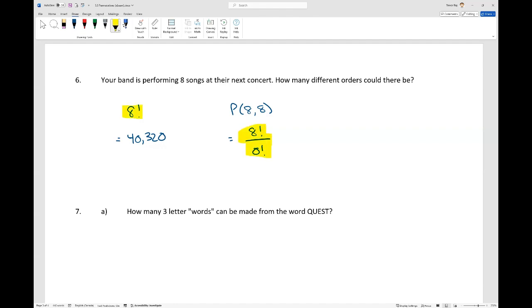This and this are the exact same thing, and if 8 factorial equals 8 factorial over 0 factorial, that must tell us that 0 factorial is equal to 1. So this is actually mathematically why 0 factorial equals 1 is one of the definitions we use, the special case for the factorials. It has to be in order for these questions to work out. Either way, if you do it using the permutation button on your calculator, you get the same answer as you would if you did the factorial. In both cases, it's going to be 40,320.